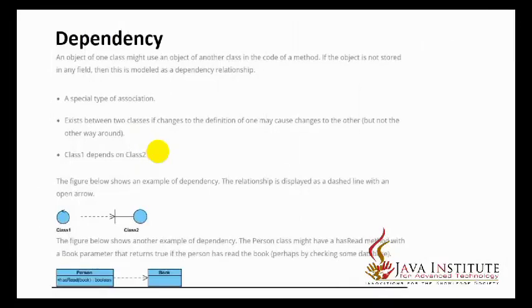Then when we talk about dependency, an object of one class might use an object of another class in the code of a method. If the object is not stored in any field, then this is modeled as a dependency relationship. This is also a special type of association. This exists between two classes if changes to the definition of one cause changes to the other, but not the other way around. Class 1 is dependent on class 2. You can see it here also, like this.